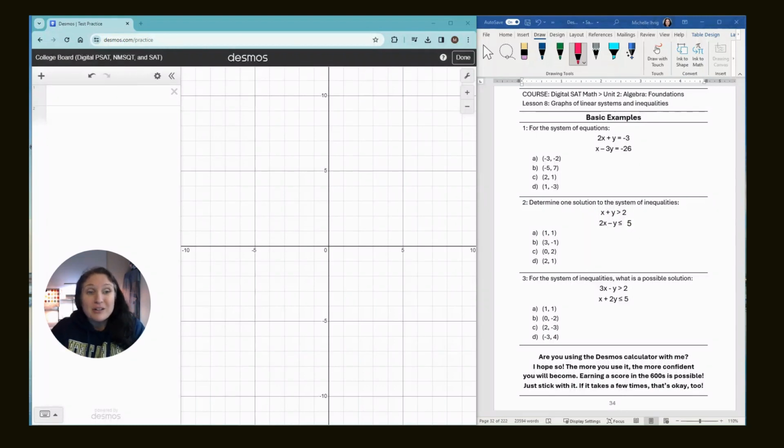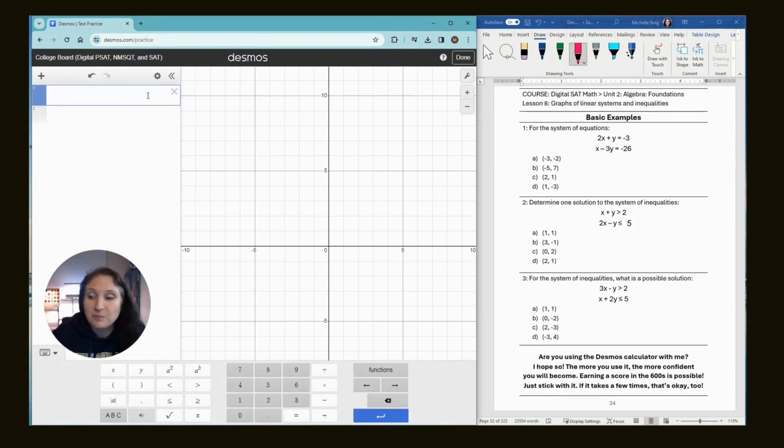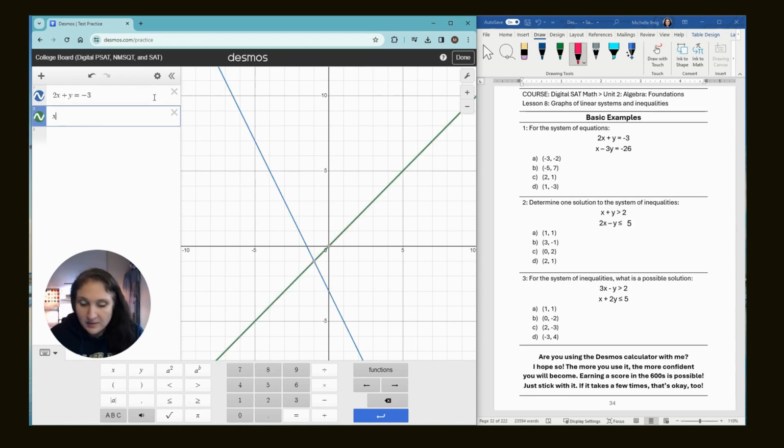All right, so basically, this is so easy. You might have already seen me do the systems of inequalities in the previous unit, but graphing it, it's cake. So I'm gonna click here, and you can use the keyboard on the bottom. You know me, I like to type. So I've got 2x plus y equals -3. Oh, and if you have my book, I'm on page 34. X minus 3y equals -26.